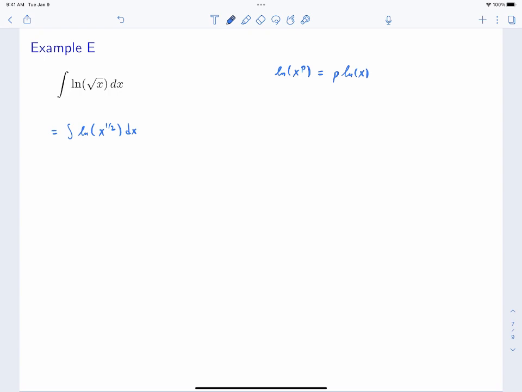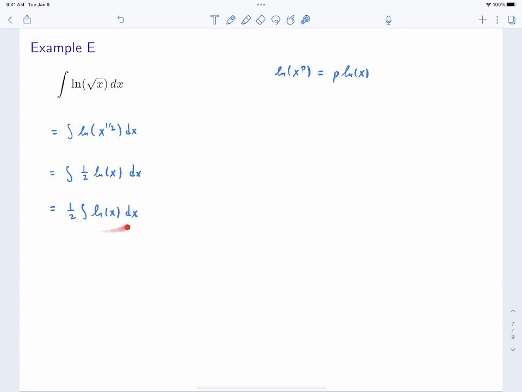This is one of those useful properties of natural logarithms. If you have ln of x to a power, you can take the p down in front, and it becomes multiplication, p times ln of x. And we can do that here as well. So we're going to have the integral of 1/2 ln of x dx. And we can take that 1/2 outside.